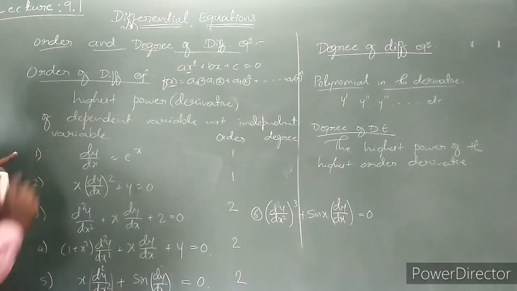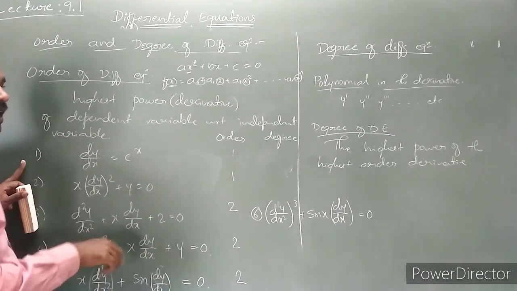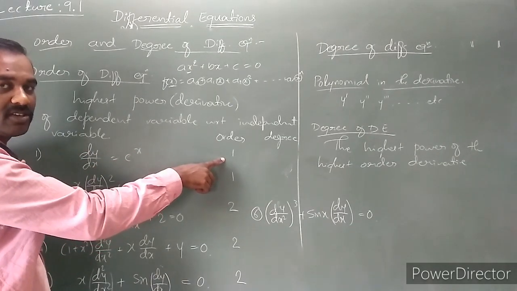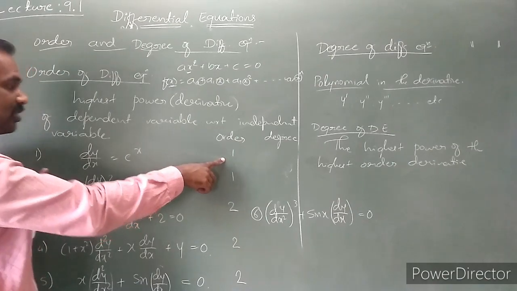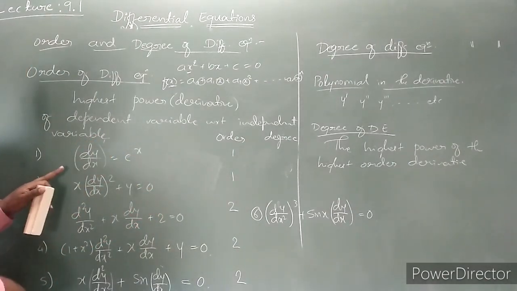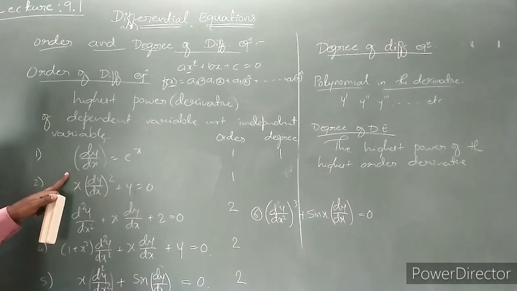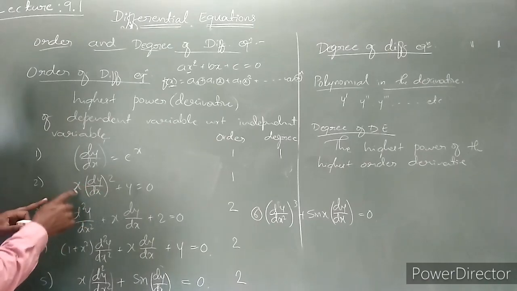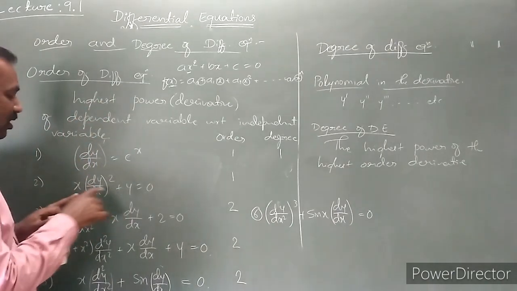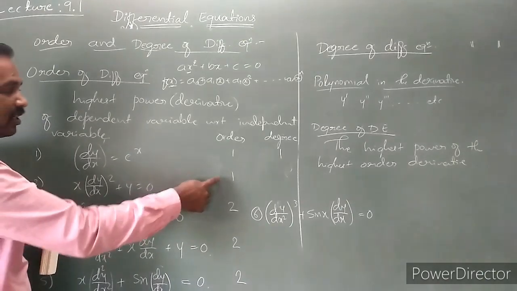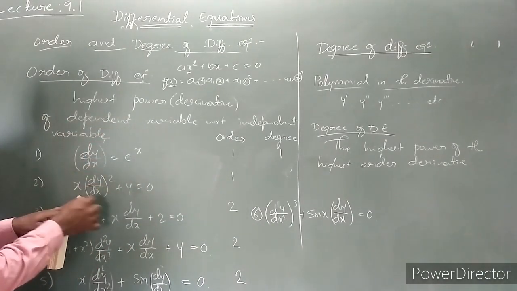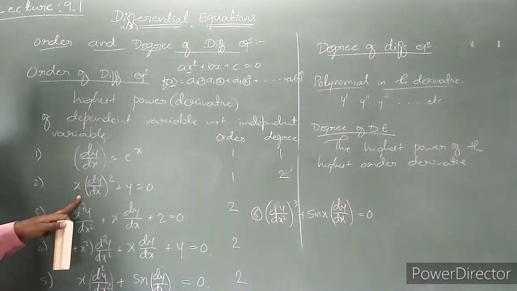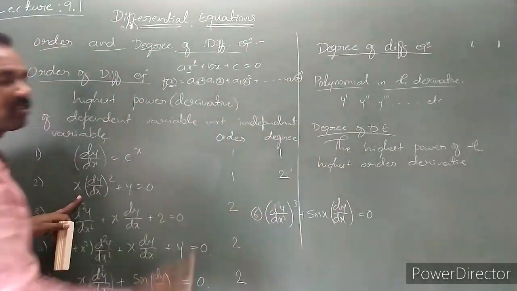What is the degree of this one? What is the degree definition? The highest power of the highest order derivative. Already the highest order derivative is written. What is the highest order derivative? First order derivative is there. What is its power? Power is 1. Degree is also 1. I got it. Next, what is the order of the differential equation? Highest order is first order derivative. What is the power of this first order derivative? Power of this first order derivative is 2. Therefore, degree of the differential equation is the highest power of the highest order derivative.